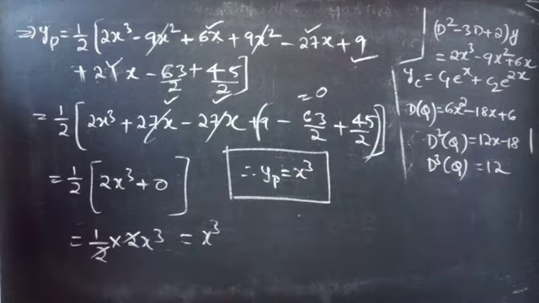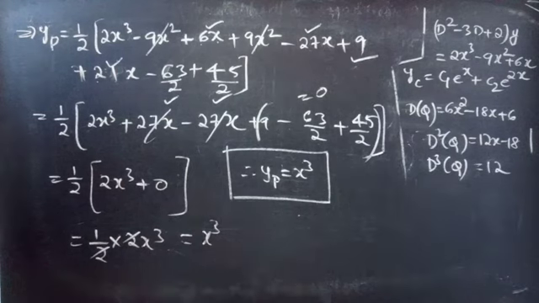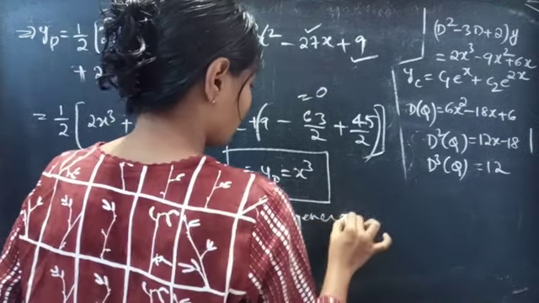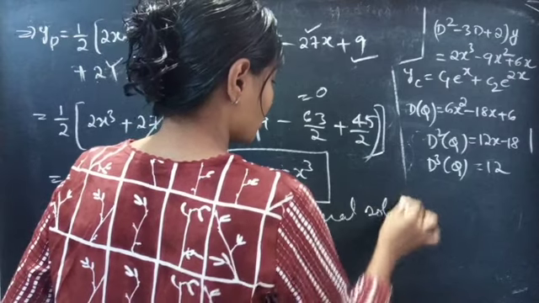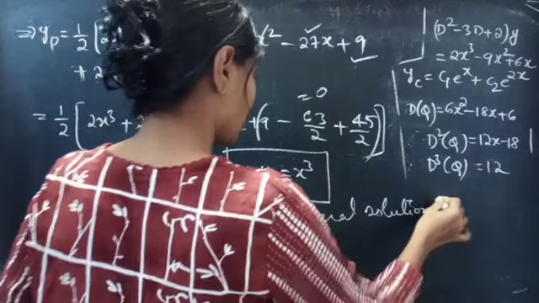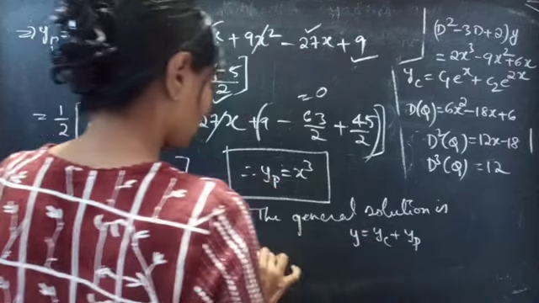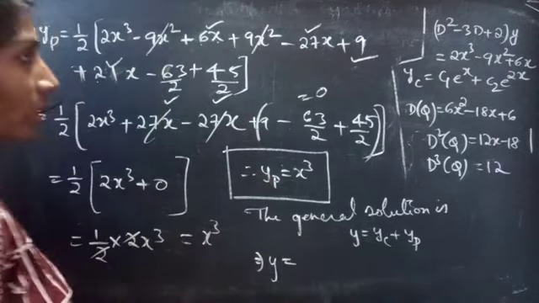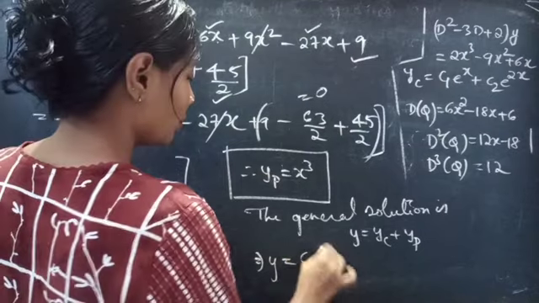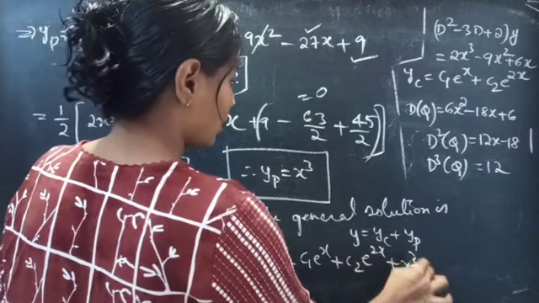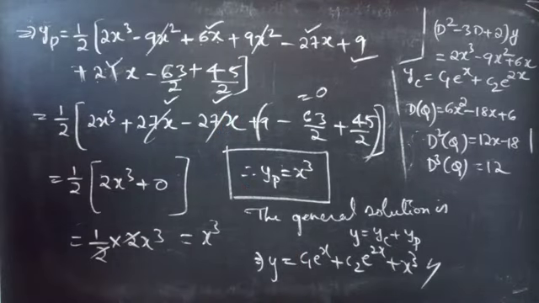Now let's write the general solution. The general solution is given by y equals y_c plus y_p. Then our solution will be y equals y_c, c1 e power x plus c2 e power 2x, plus y_p, x cube. This completes the problem.